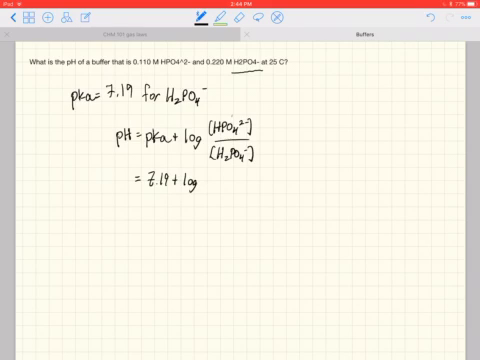Okay, so HPO₄⁻ is that first number, 0.110, and 0.220 is the second number. So use our calculator here.